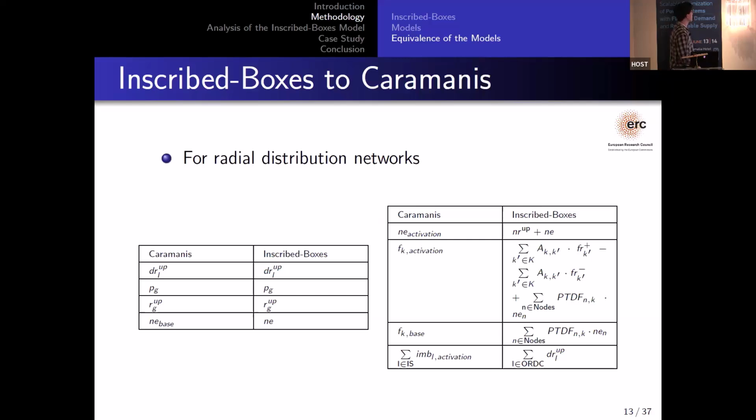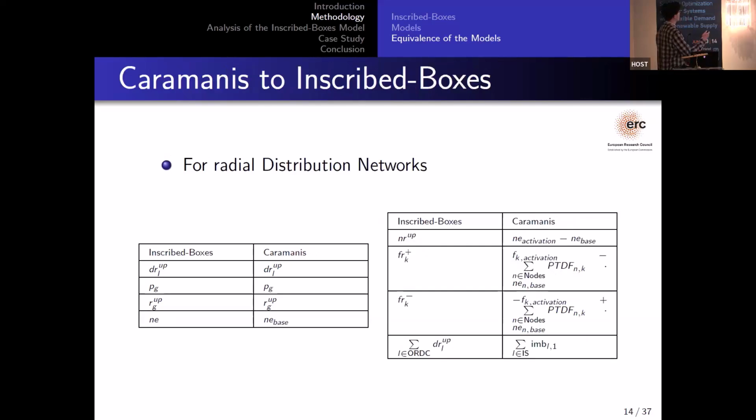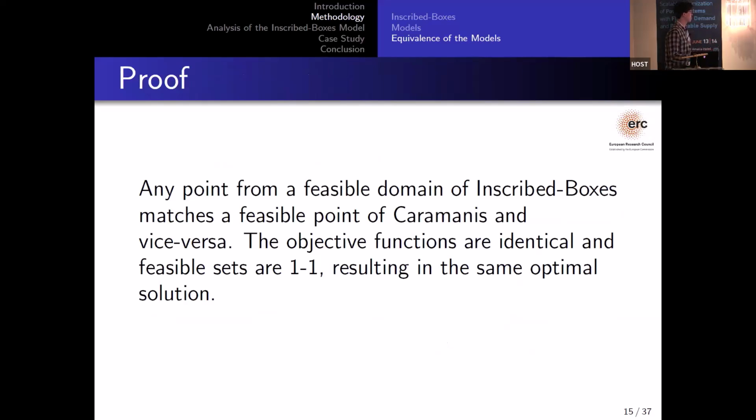Here are the tables that allow us to jump from one model to another. They are only for radial distribution networks. In the first slide we have the table to jump from our proposed model to Karamanis' model, and in the next one we have the tables to jump from Karamanis' model to the inscribed box model. To prove this one-to-one matching, basically any point of a feasible domain of the inscribed boxes matches a feasible point of Karamanis and vice versa. The objective functions are identical as I showed before, and we have the same optimal solution.